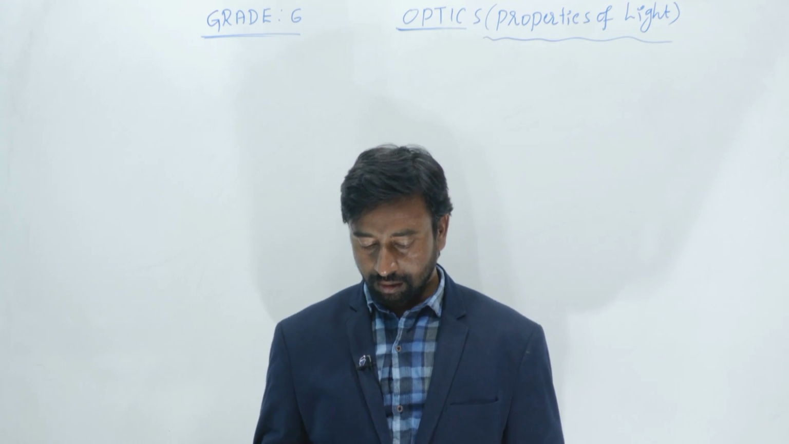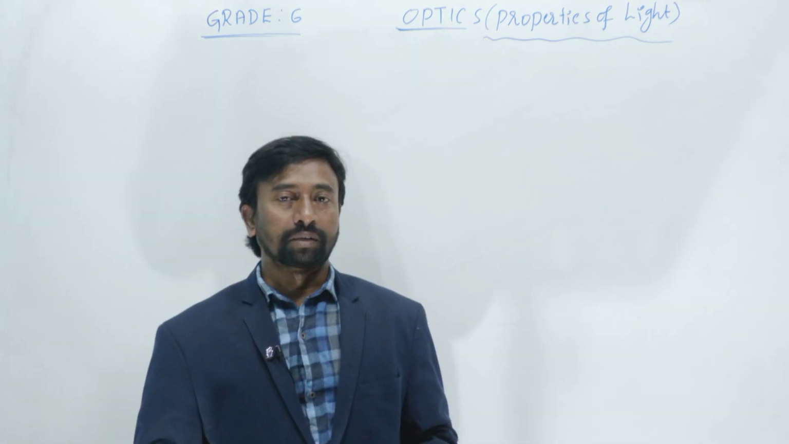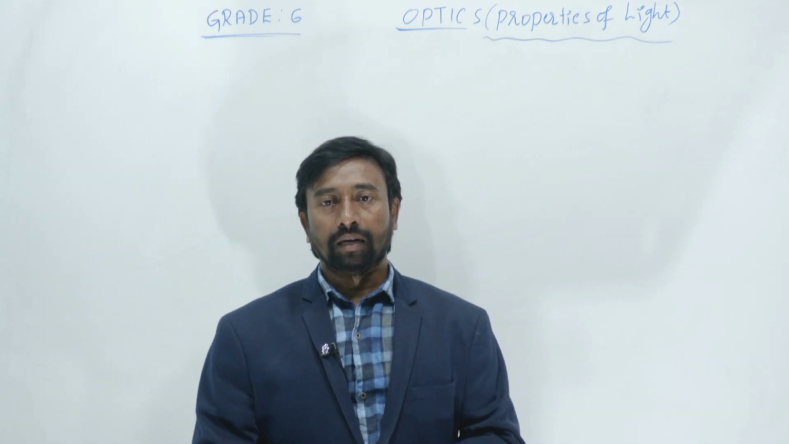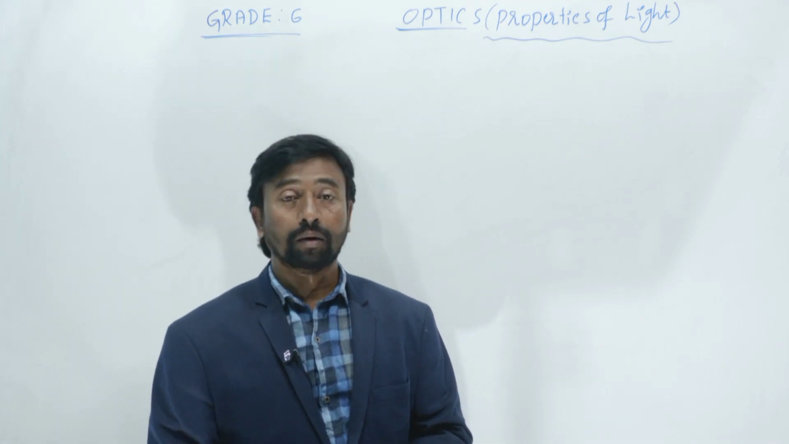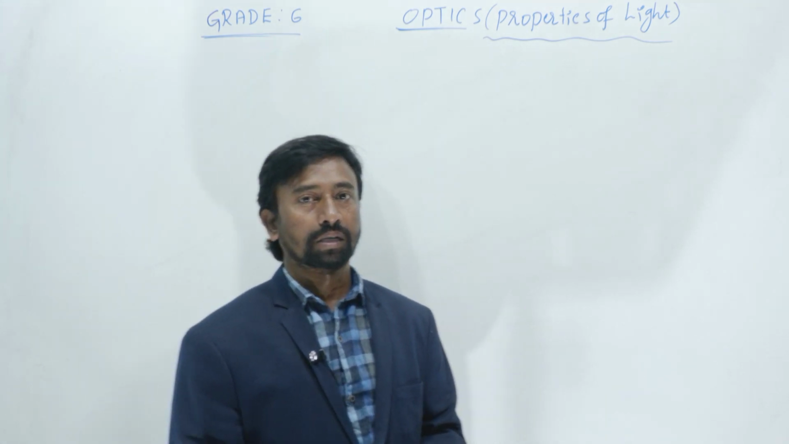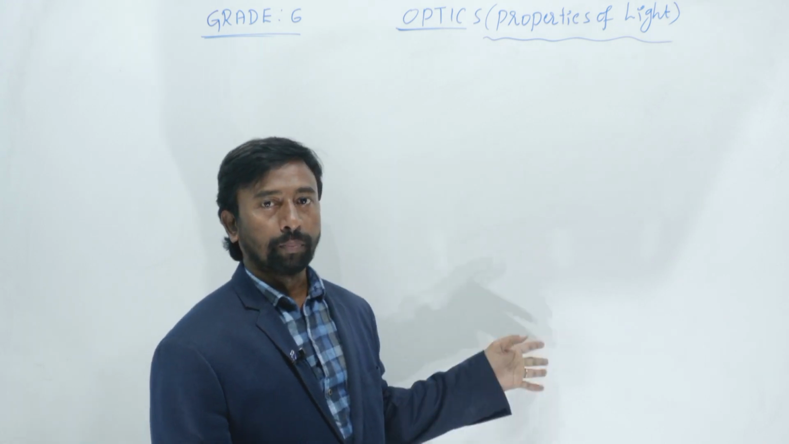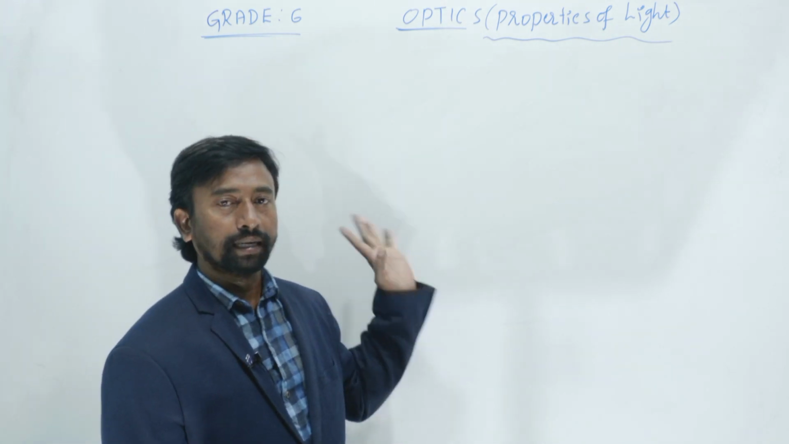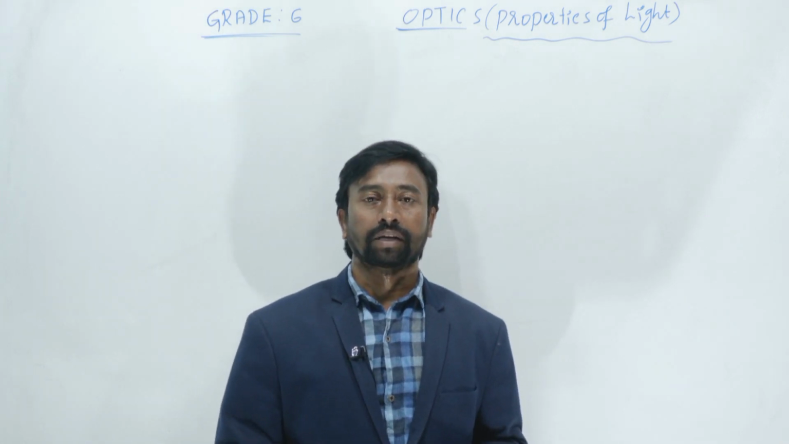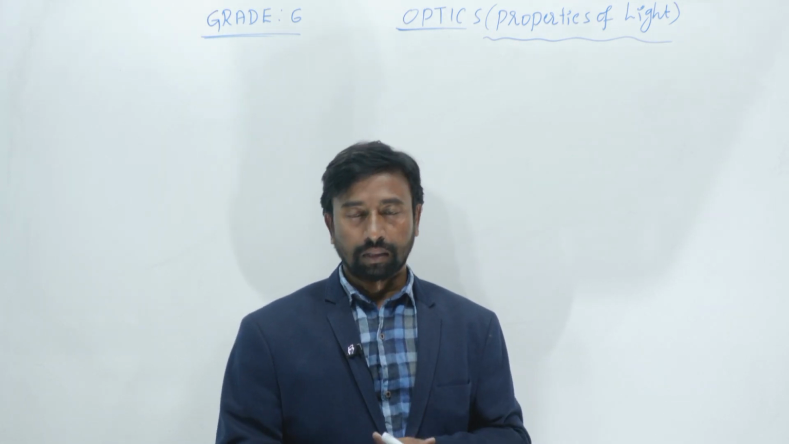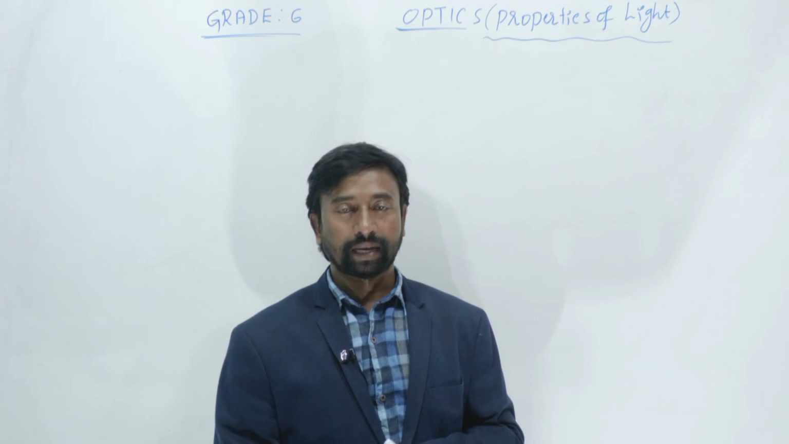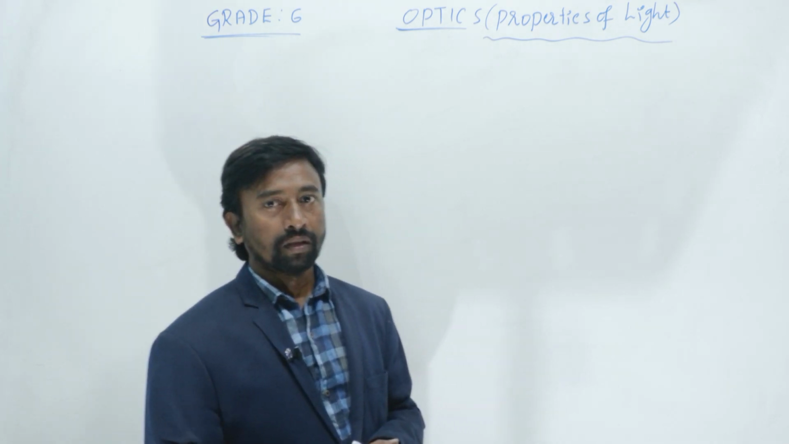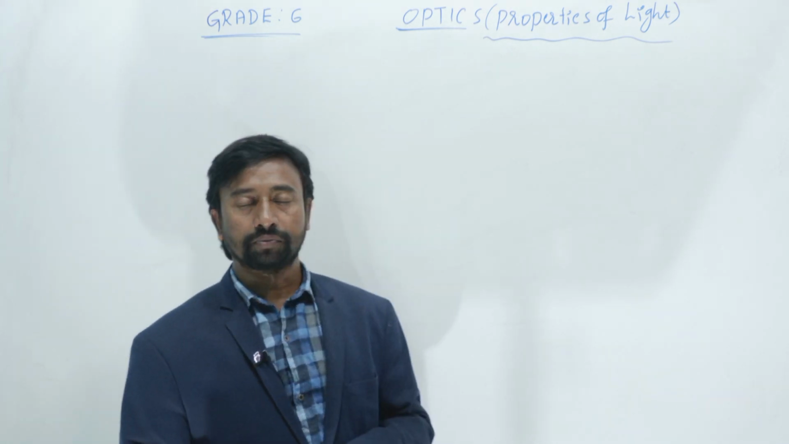Today we are going to see the types of reflection in detail, and next we are going to see the remaining properties of light. In the last class we discussed the 7 properties of light, including the rectilinear property and reflection of light. Now, in reflection of light, we are going to see the types of reflections. There are 2 types of reflections.